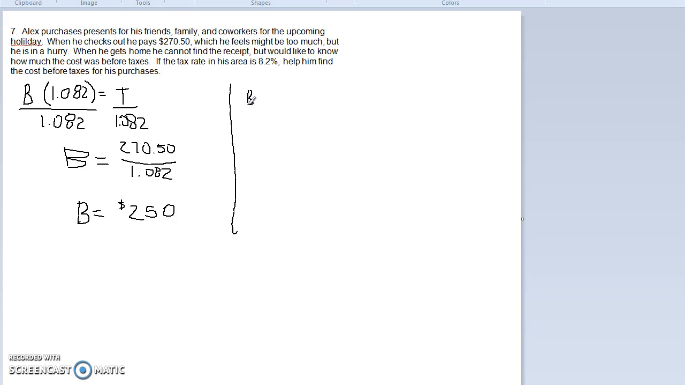And then just kind of in general, if you want to know the before tax amount, sorry, my handwriting on this is so crazy. If you want to know the amount before tax, you're always going to take the amount after tax and you're going to divide that by one point whatever, and that whatever is the tax rate or the tax percent as a decimal.